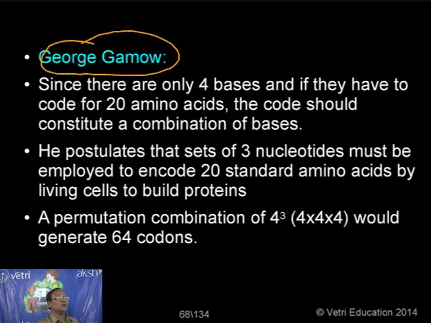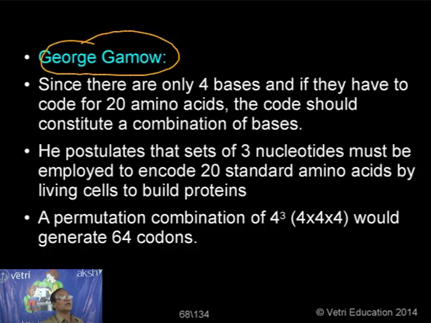So 4 bases are not enough to encode 20 different amino acids. We need a combination of 3 nucleotides employed to code for 20 different amino acids by the living cells during protein synthesis. So it is a combination of many bases. That is what he proposed.